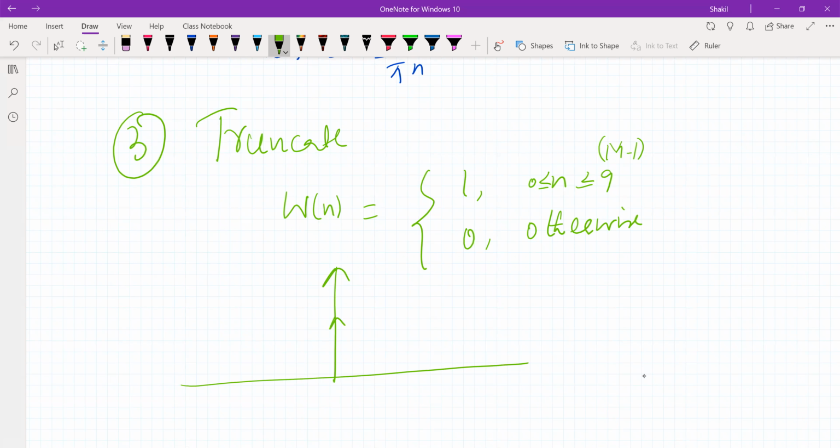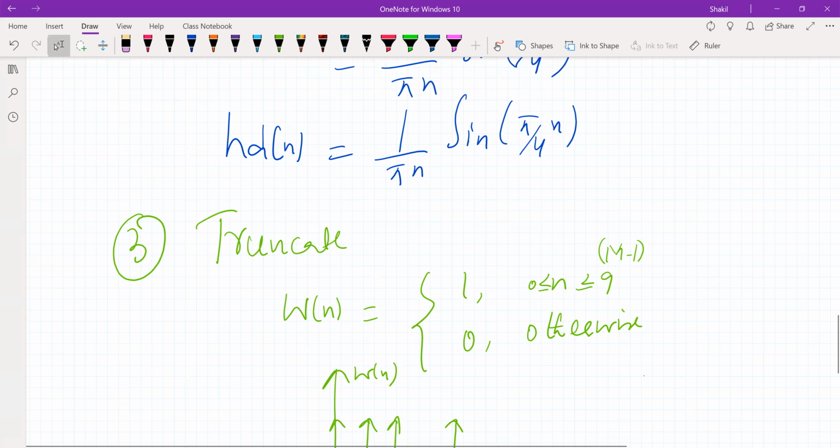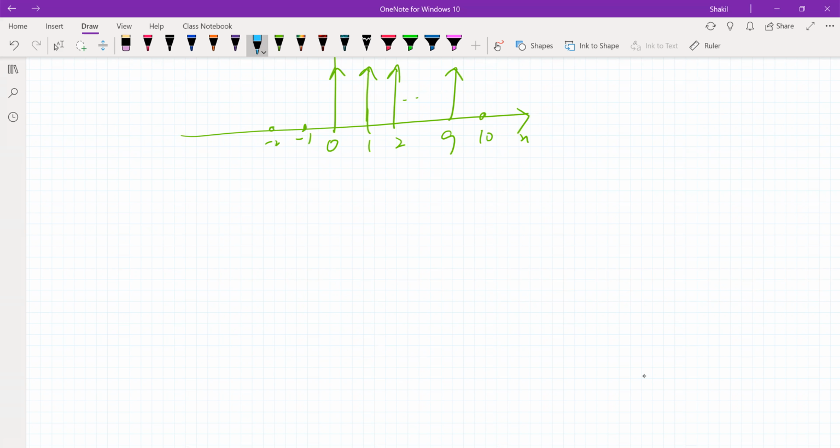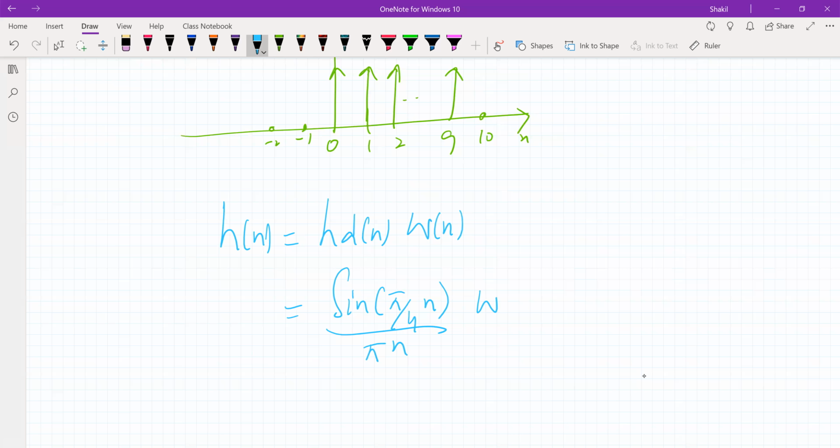You can say w of n is equal to 1 from 0, 1, 2, up to 9. This is our w of n. The rest of the samples are 0, and we multiply this w of n with hd of n, and we obtain the response. So h of n is equal to hd of n multiplied by w of n, right? And hd of n is sine of pi by 4 n divided by pi n times w of n.